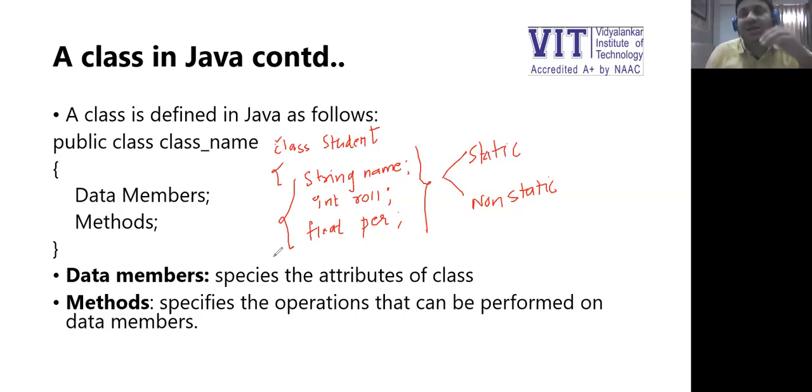We want something to act as an interface so that these members are not directly accessible. So for that, we create functions. We call them methods here in Java. In C++, we normally call them functions. In Java, we call them methods. The basic idea is that methods act as an interface to access these data members. Normally these data members are private or default access, and we access them from outside the class using methods. The data member specifies the attribute of the class, and the method specifies the operation that we can perform on these data members.